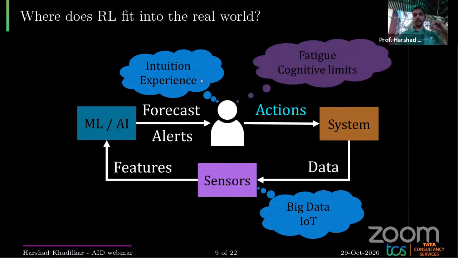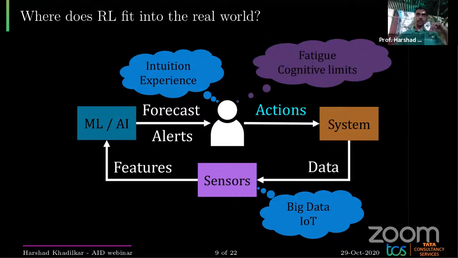So in this diagram, we have the system on the right. It could be anything that you're controlling. So if you are a manufacturing company, it could be your shop floor and so on. We know that the system generates a lot of data because it contains a lot of sensors, and you have your big data and IoT applications and so on. So these sensors already feed a lot of machine learning algorithms which do things like prediction or forecast, or they alert anything that is going wrong in the system and so on.